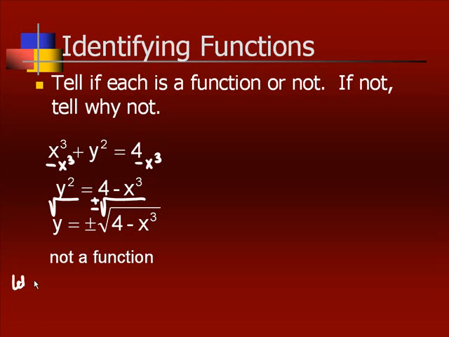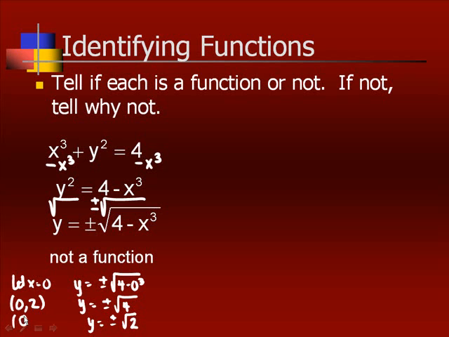For example, if we let x be 0, we'd get y equals plus or minus the square root of 4 minus 0 to the third. So y equals plus or minus the square root of 4. So y is equal to plus or minus 2. So that means if x is 0, y is 2. Also, if x is 0, y is negative 2. Not a function.